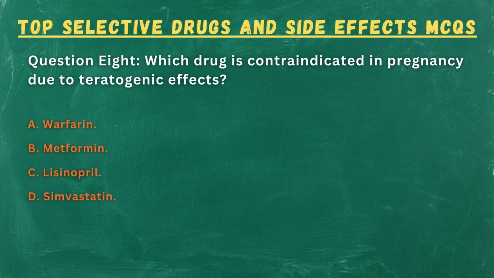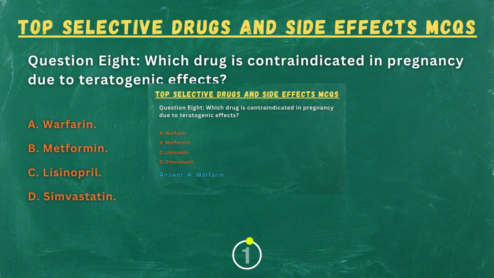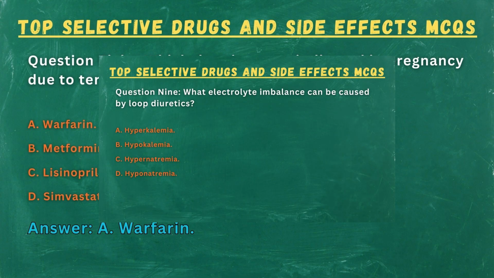Question 8. Which drug is contraindicated in pregnancy due to teratogenic effects? A. Warfarin. B. Metformin. C. Lisinopril. D. Simvastatin. Answer. A. Warfarin.